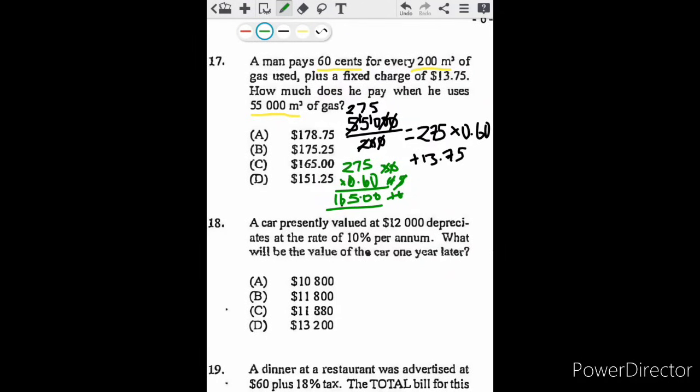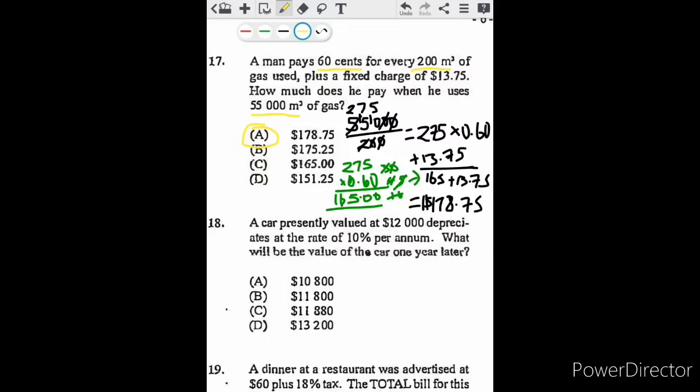Then remember, we need to add this value back to our $13.75. So adding this, we'll have 165 plus $13.75, so that gives us 178.75, which is A.